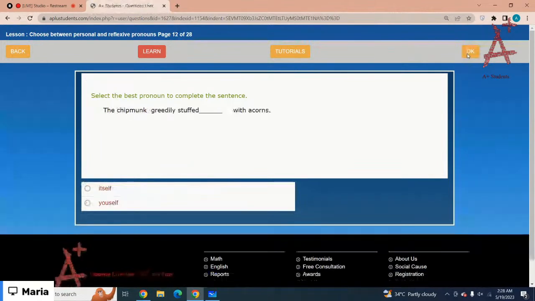The chipmunk greedily stuffed itself or yourself with acorns? It would be itself. The chipmunk greedily stuffed itself with acorns.